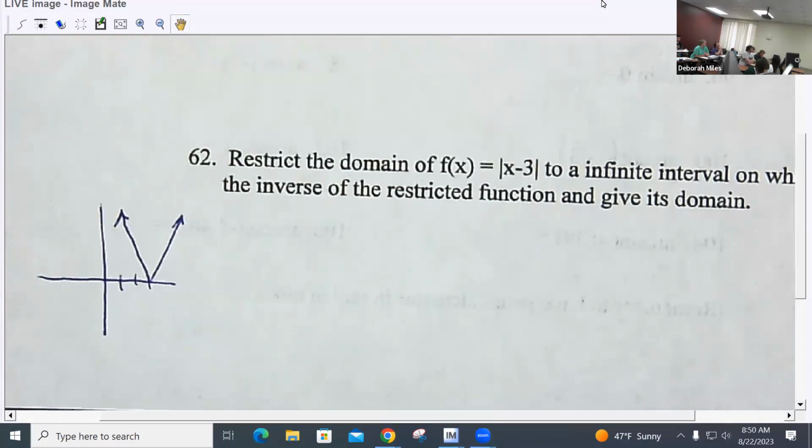Yeah, it just wouldn't be the biggest possible interval that I could use. Would it be an infinite interval? Okay, so that does make sense. I can just use the right-hand side and it would still be an infinite interval because it goes forever. Okay, so that makes sense.